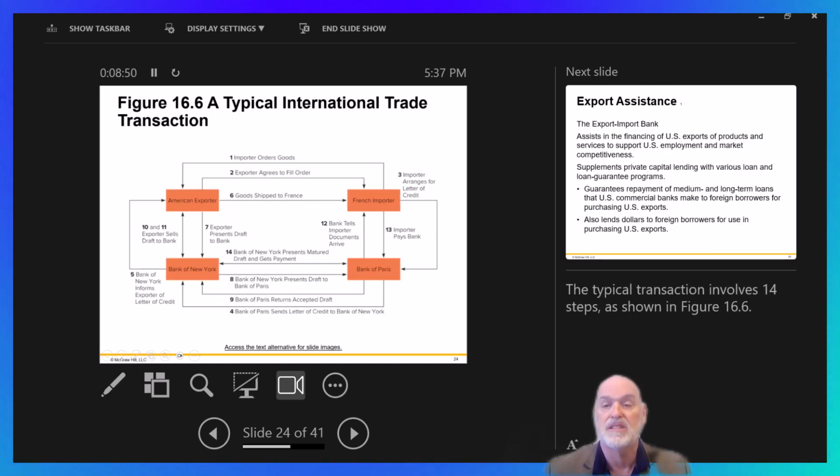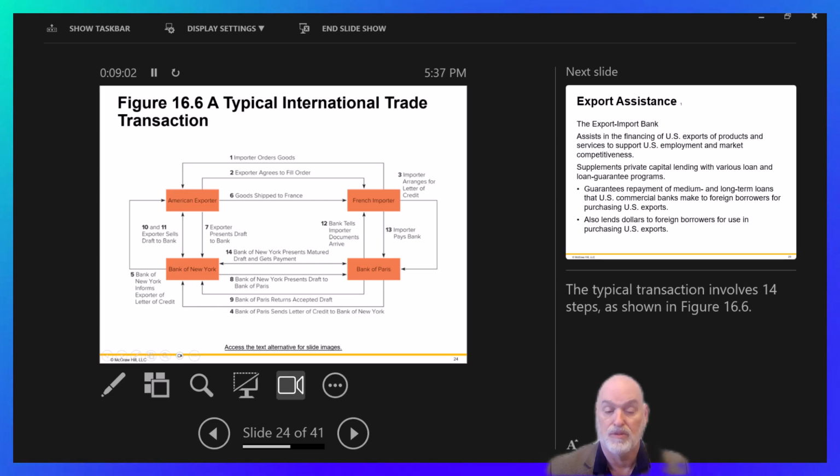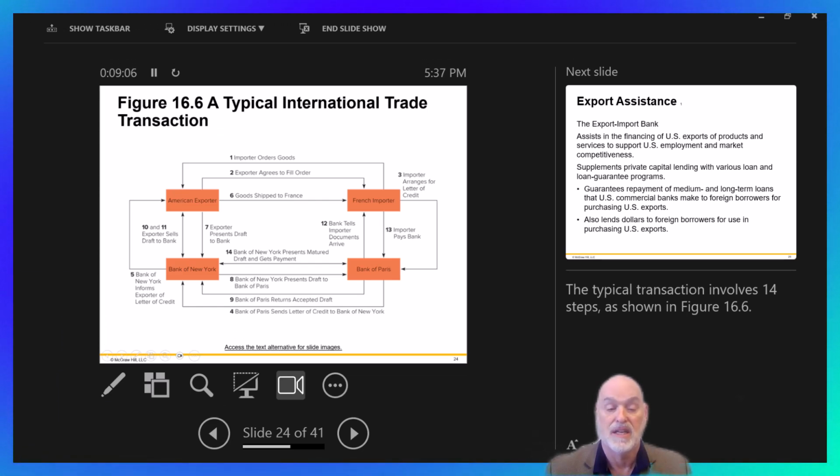A typical international trade transaction. One, the importer orders the goods. Two, the exporter agrees to fill the order. Three, the importer arranges for the letter of credit. And then we go to number 4: Bank of Paris sends the letter of credit to the Bank of New York. And then we go to 5: Bank of New York informs the exporter of the letter of credit. Then we go to 6.